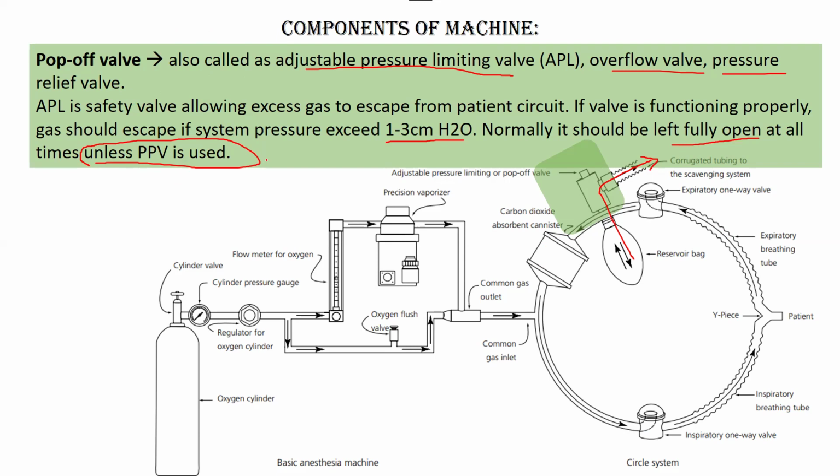But you should remember that normally the pop-off valve should always remain open, except there are a few conditions where it is closed. But after closing you have to reopen it again, because if it remains closed and the animal is under surgery, it can cause your patient to die. So so far, just remember that the pop-off valve is an adjustable pressure limiting valve. It adjusts the pressure, it allows extra gases to move out of the circuit, and it should remain fully open.